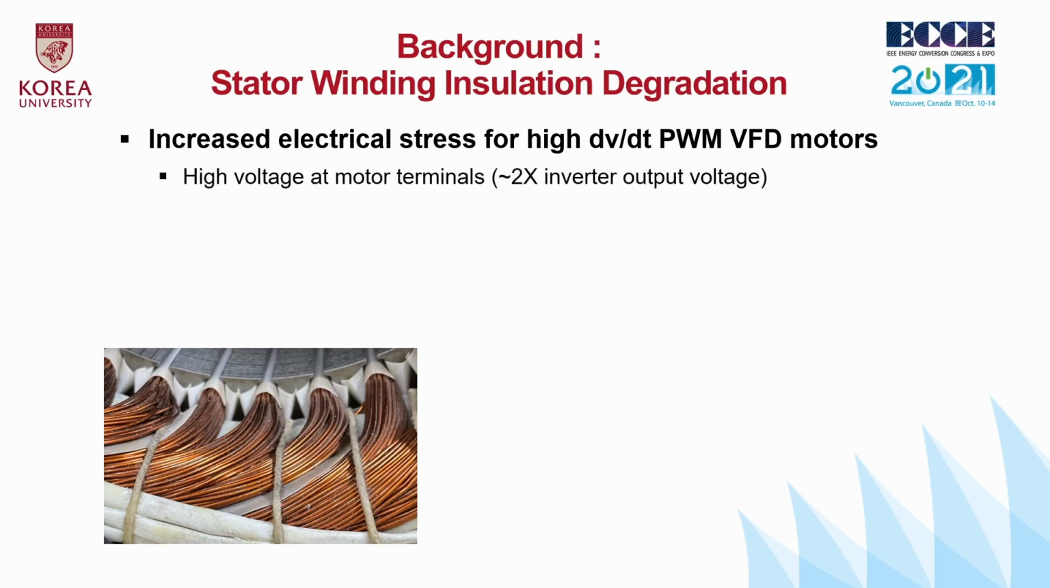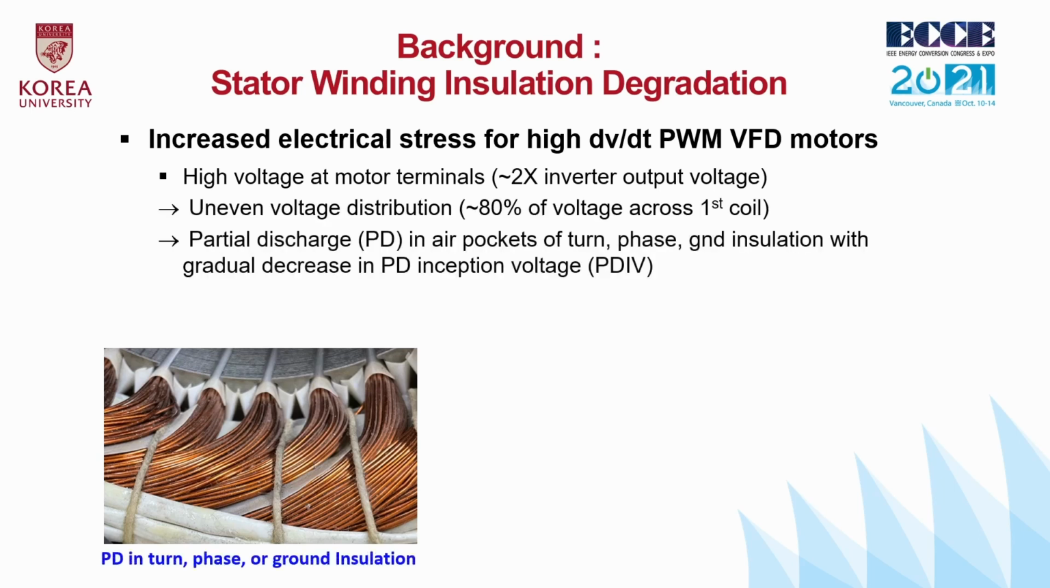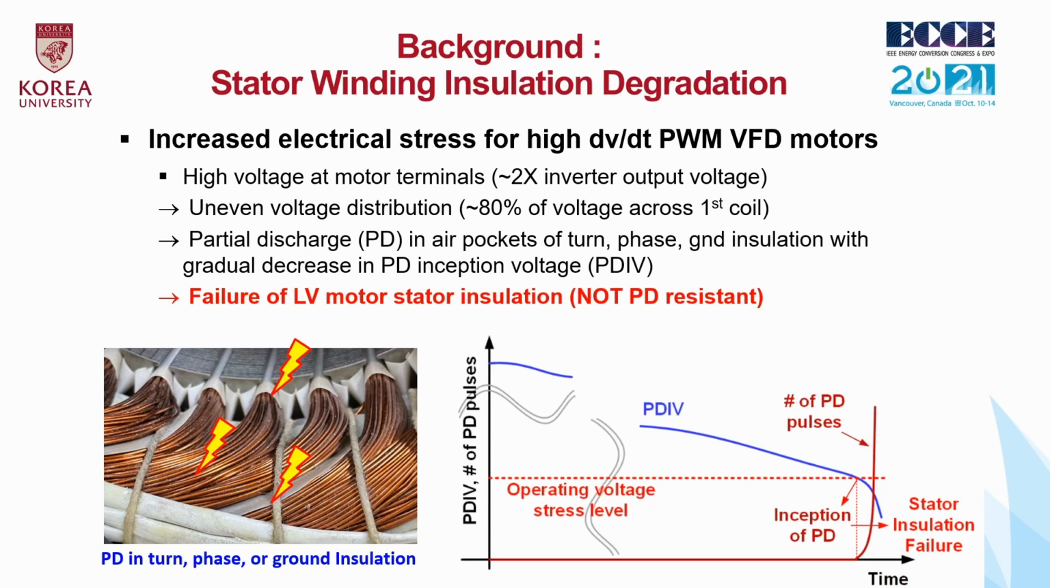The high dV/dt results in voltage overshoot at the terminals and causes uneven distribution of voltage, which could produce partial discharge in turn, phase, and ground-wall insulation of low-voltage motors. Since low-voltage motors' organic insulation material is not PD resistant, the winding will fail within a short period of time.